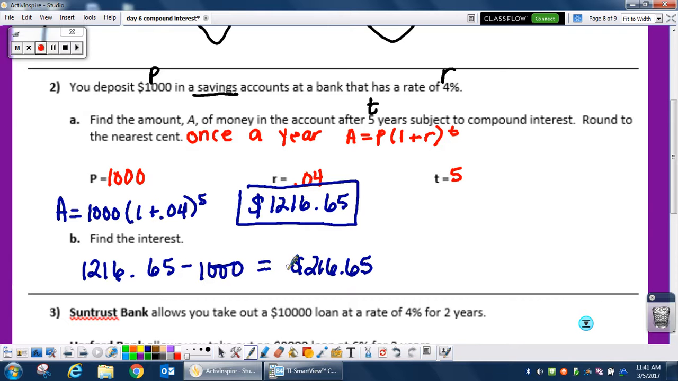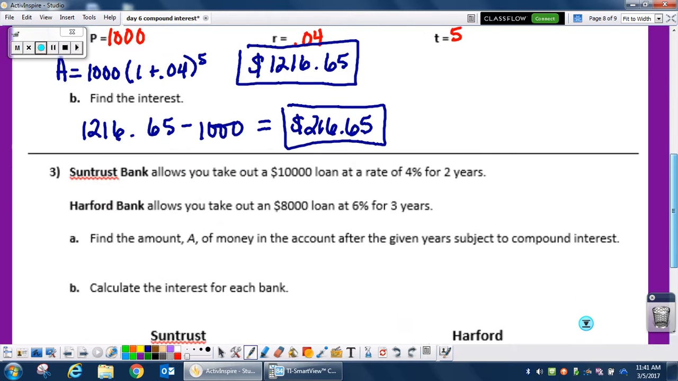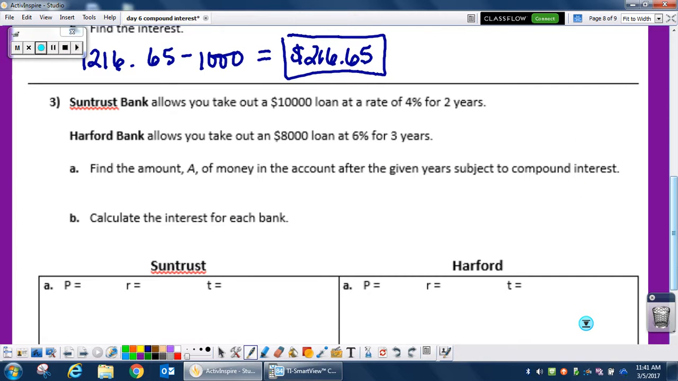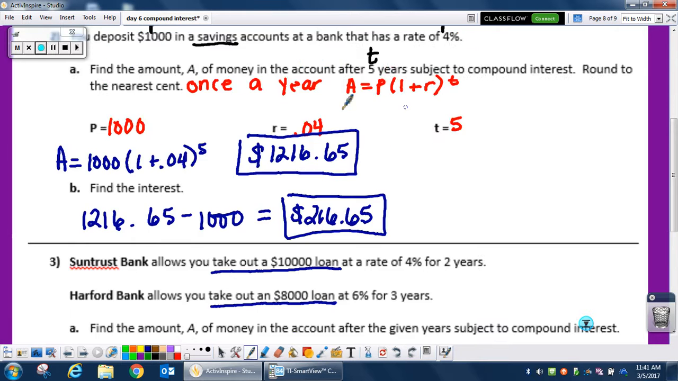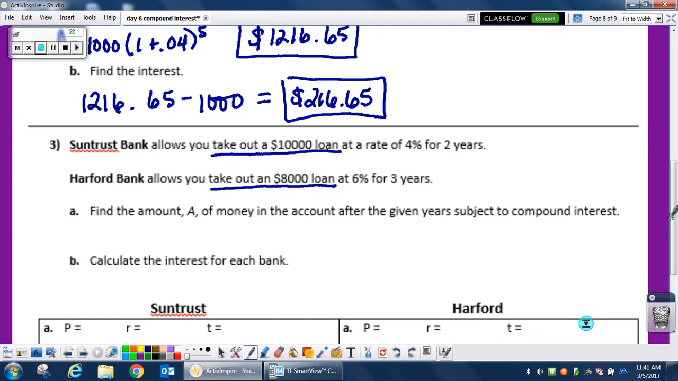And 65 cents. Okay? Alright, so now we'll look at one where we're comparing two banks. So this time you are taking out a loan. So you don't want to pay interest because you're taking out the loan. In the other ones, you were putting money into a savings account, so you wanted to earn interest. If you're taking money out, you don't want to have to pay that much money to borrow it.